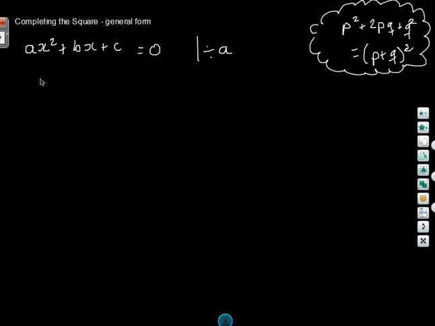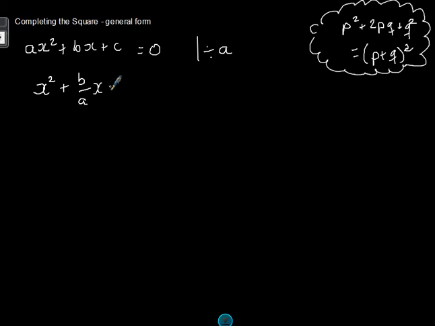I'm going to take you through the procedure of completing the square in the general form of a quadratic equation, ax squared plus bx plus c equals 0. What we want to start off with is having the x squared term just on its own, not multiplied by a, so we're going to divide every single term of the equation by a. We obtain here b over a x, in this term c divided by a, and 0 divided by a is 0.